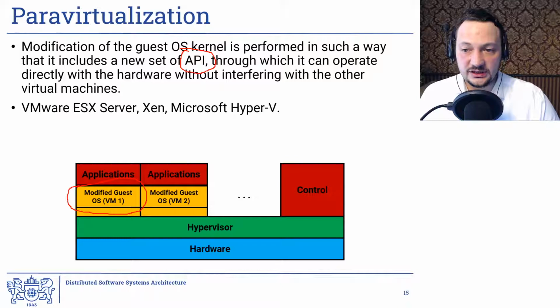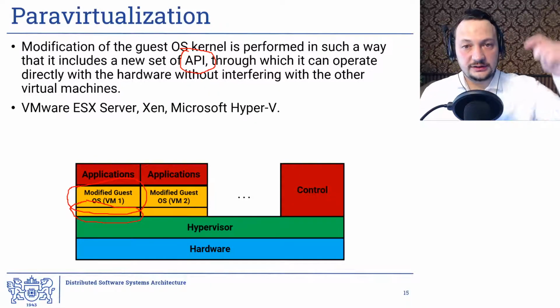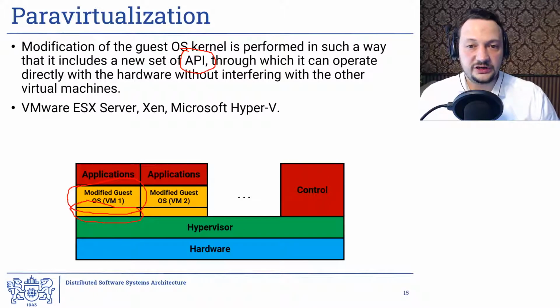So here we see that we have some operating system, but it is modified to work with the hypervisor. Instead of calling the hardware directly, the operating system knows, oh, you know what, I am working in a virtual environment, so instead of directly calling the hardware, I would use the API of the hypervisor to make this call.